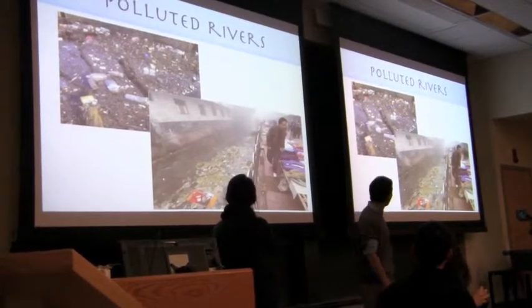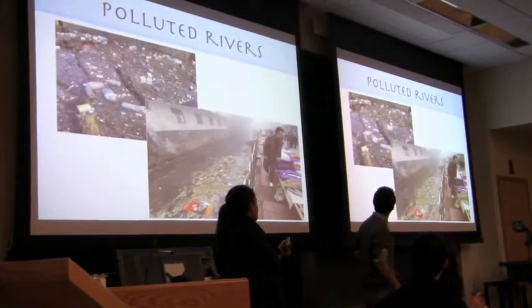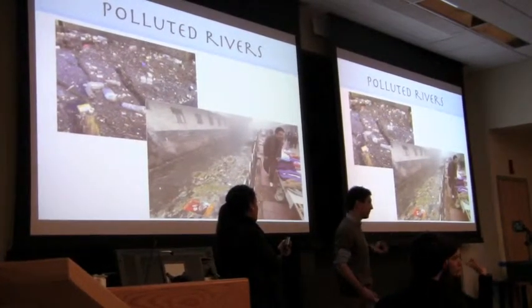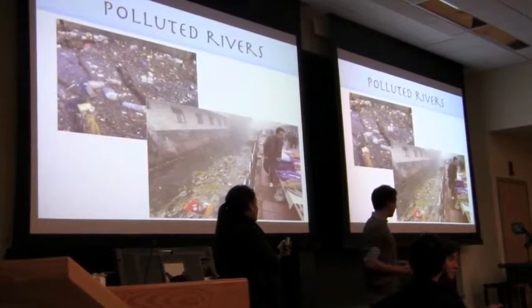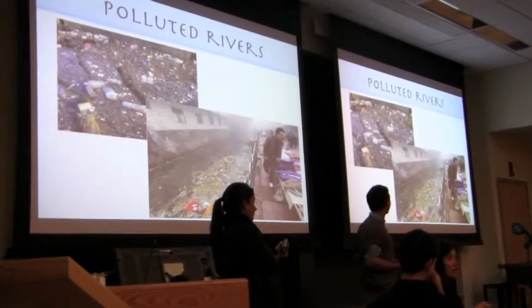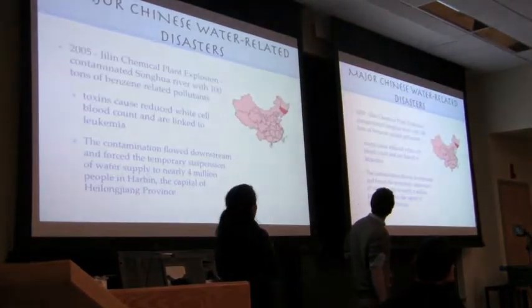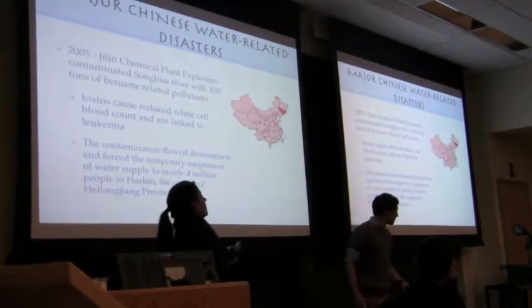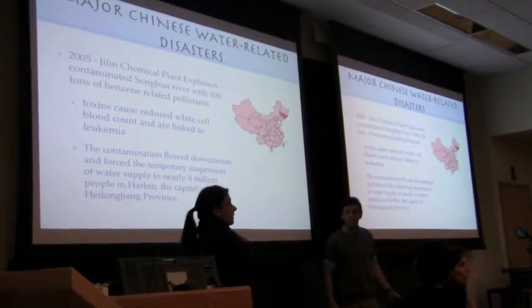You can see pieces of the river that are absolutely disgusting. And people have to live off that, and they do their laundry in it. The rivers are so polluted that they affect the livelihood of almost all people in China. And another even scarier thing about China's situation is that they're really susceptible to water-related disasters.